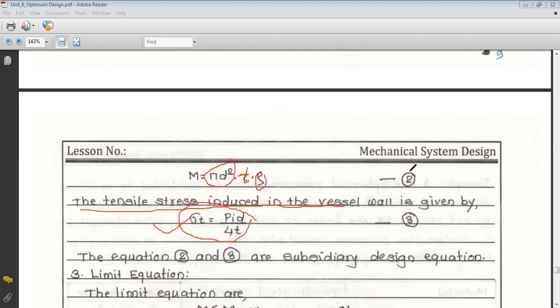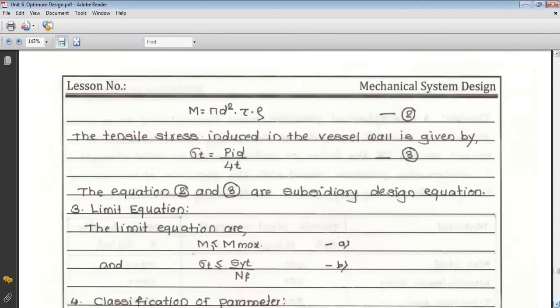So equation number 2 and equation number 3 are both subsidiary design equations. Now, we have written the primary design equation and the subsidiary design equation. Our next equation is the limit equation. The first limit equation is the mass. The mass should not exceed 150 kg. So m should be less than or equal to the maximum mass, which is given as 150 kg.